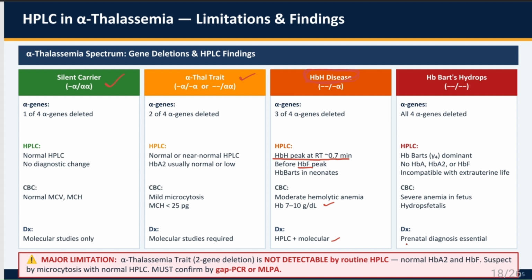In case of HB-Bart hydrops, which is a very severe condition of alpha thalassemia, it is incompatible with extrauterine life. It shows HB-Bart peak on HPLC, and on CBC there will be severe anemia in fetus and there will be hydrops fetalis. So it is helpful in the prenatal diagnosis of this condition.